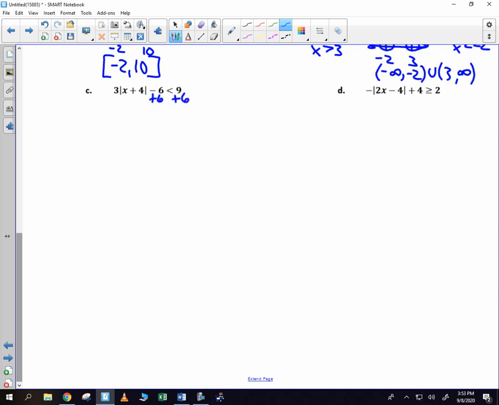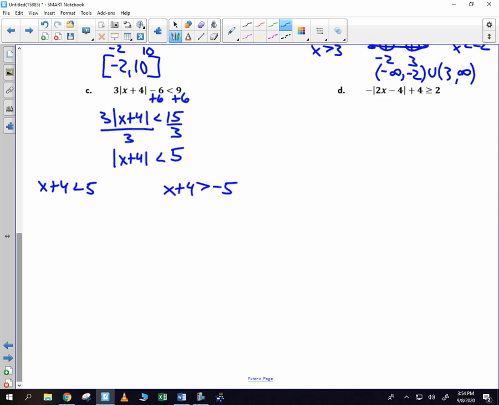What I need to do is isolate the absolute value. So I add 6: 3 times the absolute value of x plus 4 is less than 15. Now I'm going to divide by 3. Absolute value of x plus 4 is less than 5. And now I go ahead and set up two inequalities. X plus 4 is less than 5, and x plus 4 is greater than negative 5. Now look at the symbol. It's a less than, so it's going to come together. It's a conjunction.